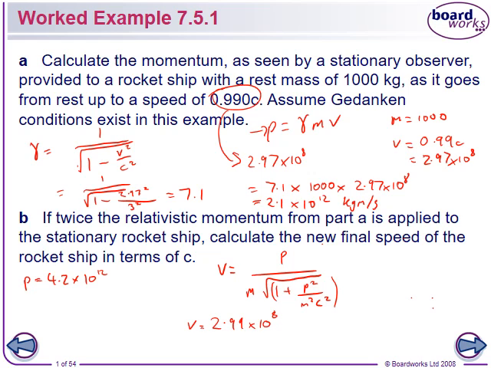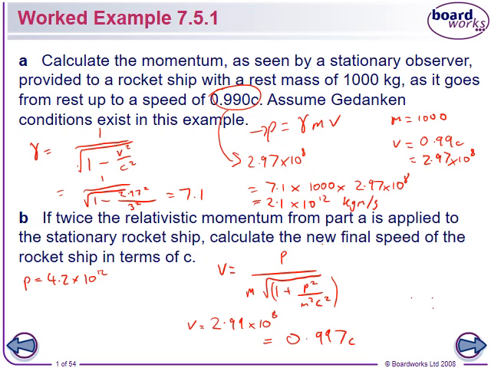And now we want it in terms of c. You have to take my word for it that this is equal to this. If you can't get that yourself, we'll work on it later. But we need to get this in terms of c. So let's just work it out as a percentage: our answer here divided by 3 times 10 to the 8. 2.99 divided by 3. And I get our velocity is equal to 0.997c.